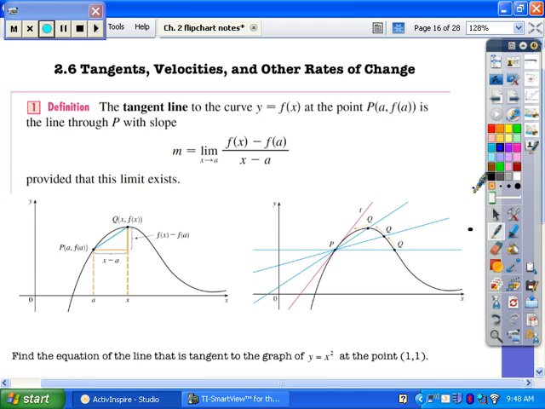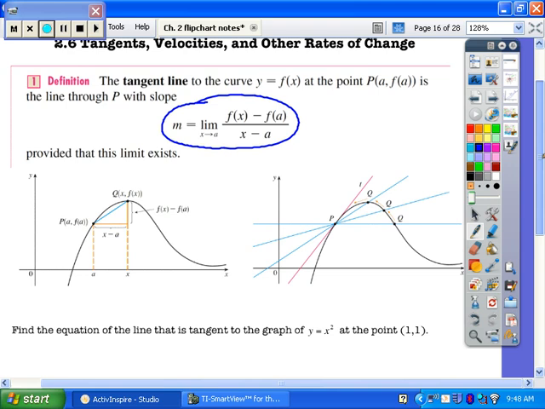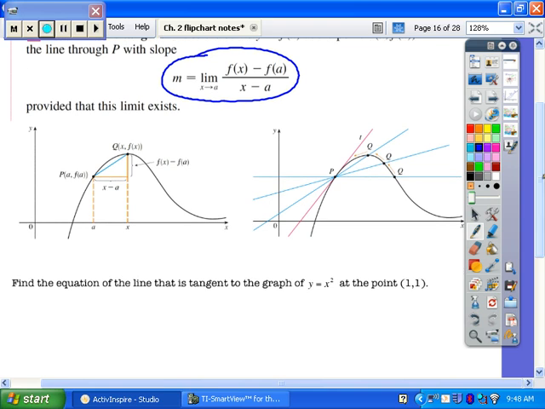It says that the tangent line to the curve at the point P is the line through P with a slope given as the following. The slope is found by taking the limit of f of x minus f of a over x minus a. Well, let's look at the graphical representation of this and see what that means.